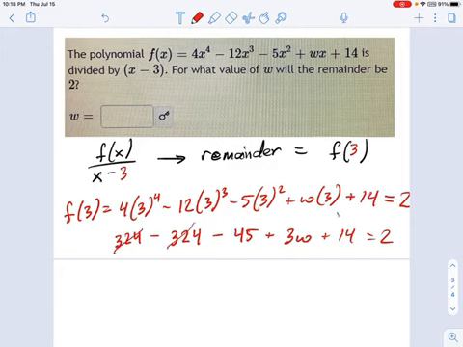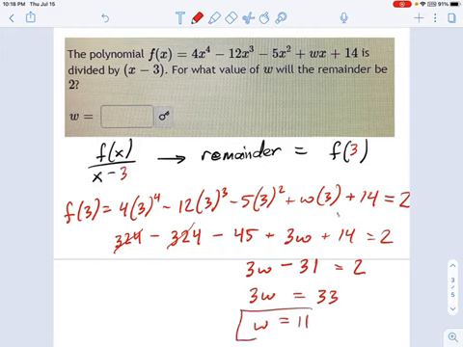Okay, great. So I know this thing's going to simplify pretty quickly because those two things just canceled out. And negative 45 plus 14 turns into negative 31, so negative 31 plus 3w equals 2. So that means 3w equals, add 31 to both sides, we get 33, and w equals 11.